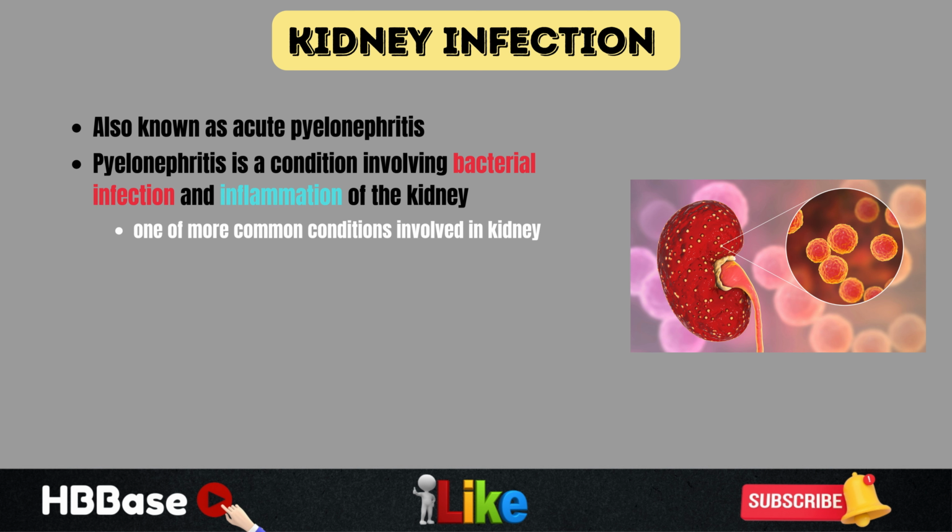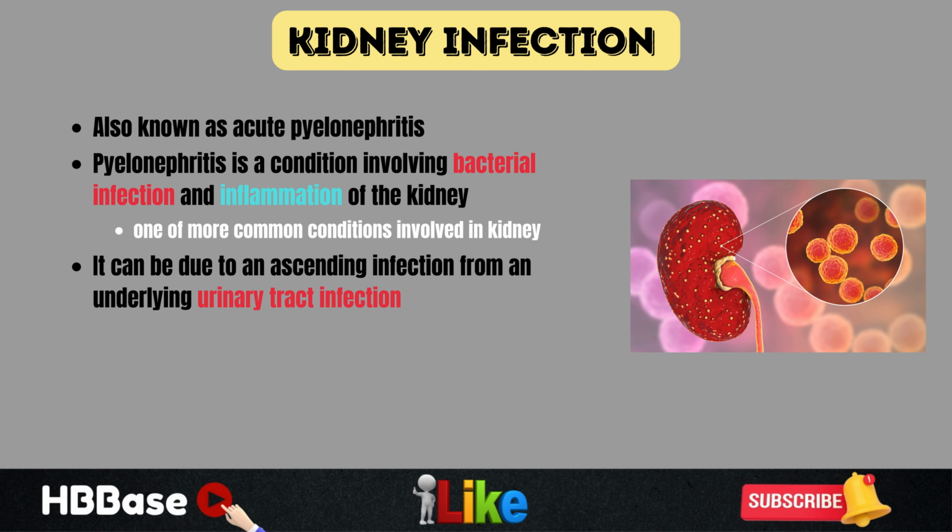It's actually going to be one of the more common conditions involved in the kidney, and it can be due to an ascending infection from an underlying urinary tract infection, which is also known as cystitis. So individuals who have a urinary tract infection, in some cases, that infection can ascend up the urinary tract and ultimately infect and lead to inflammation of the kidney itself.